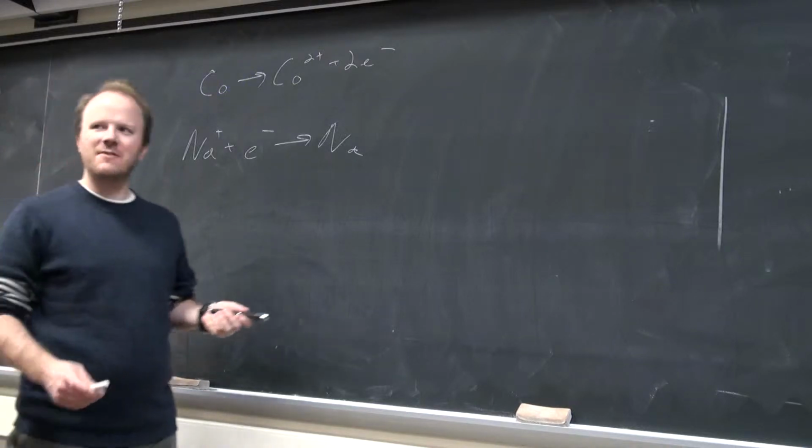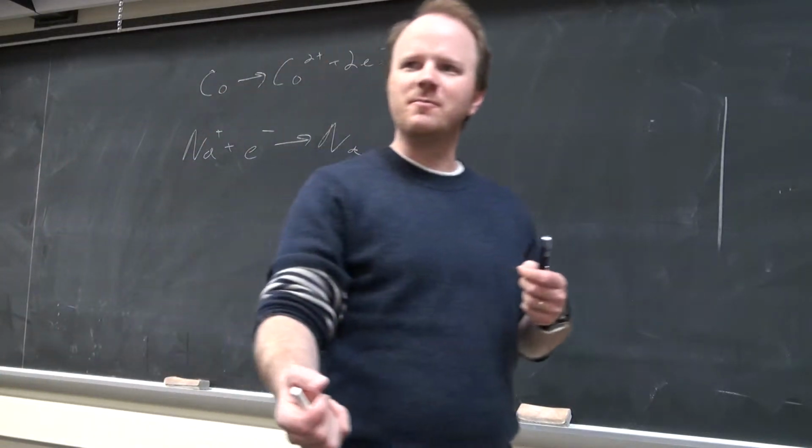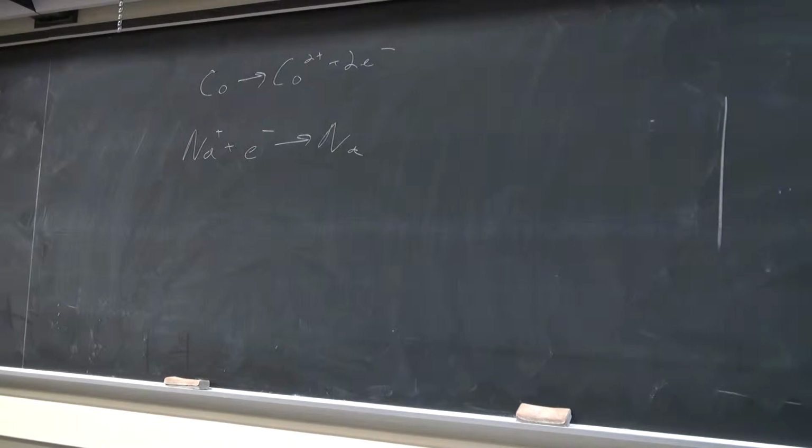If we have cobalt and sodium in our electrochemical cell, how can we tell which one is going to dissolve and which one is going to go to metal? We look at the nobility table, which is not in this one. It's in 14.